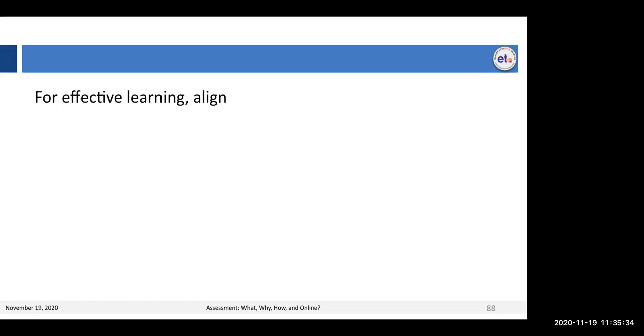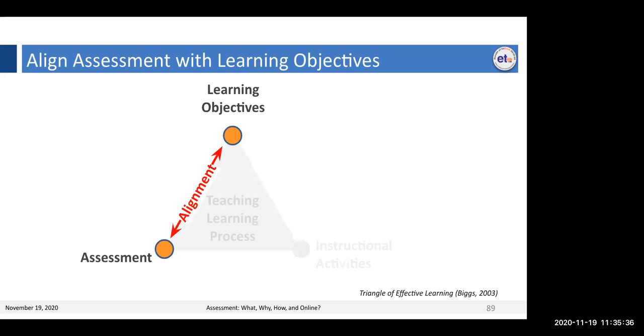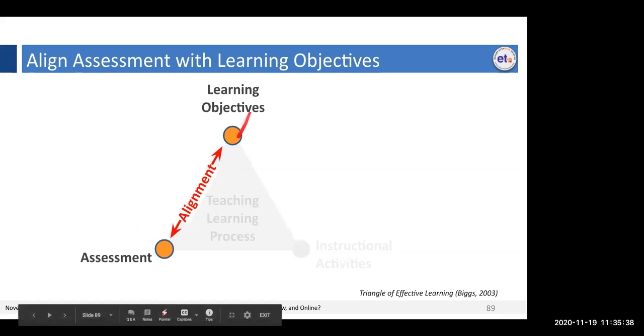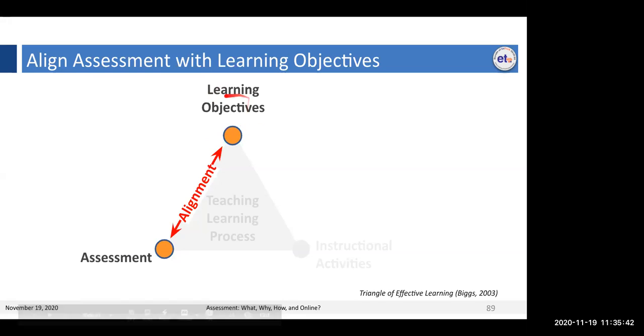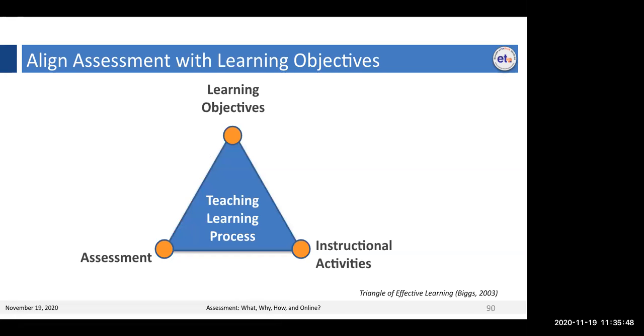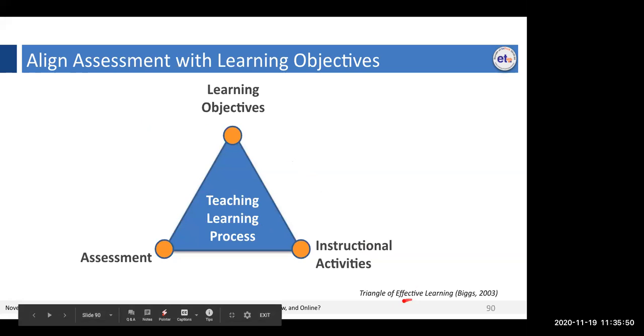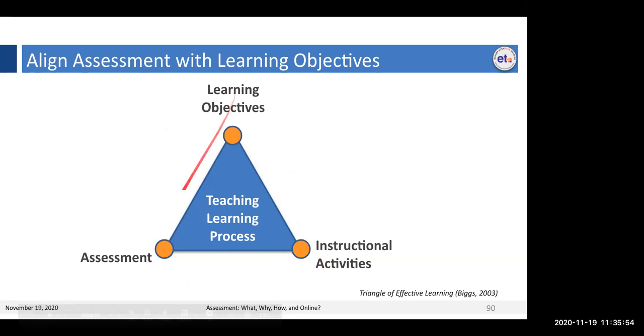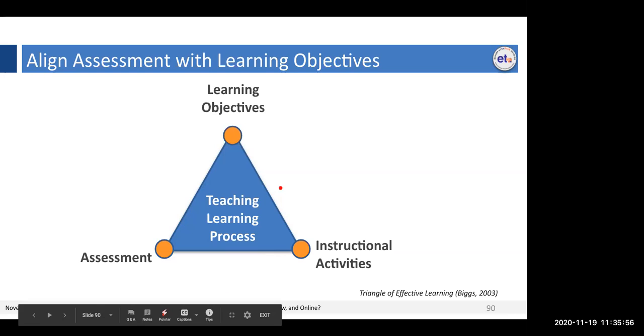So for effective learning, we need to align this assessment with learning objective. Previously we saw the example where we align learning objective with instructional strategy, but here we need to think of aligning assessment with the learning objective. So always remember this triangle of effective learning. Okay, so these are the teaching learning processes, and they need to be aligned with each other.